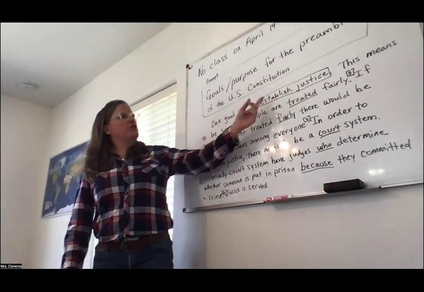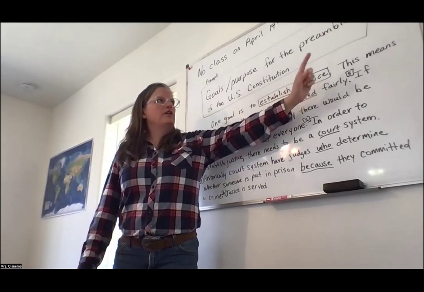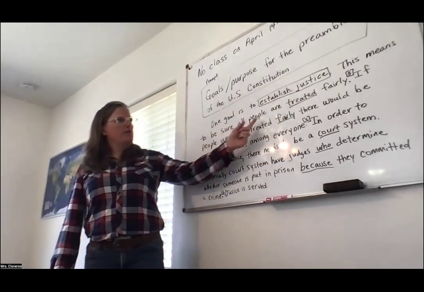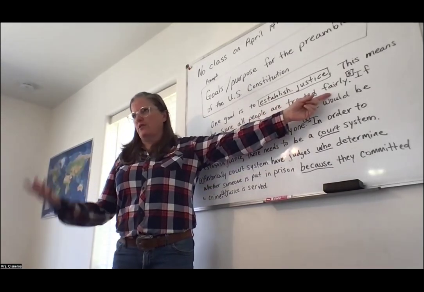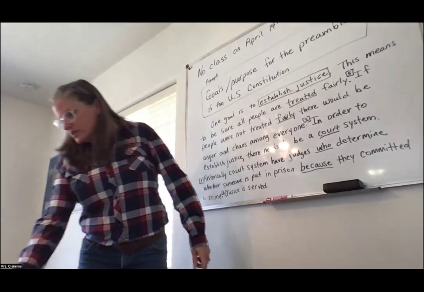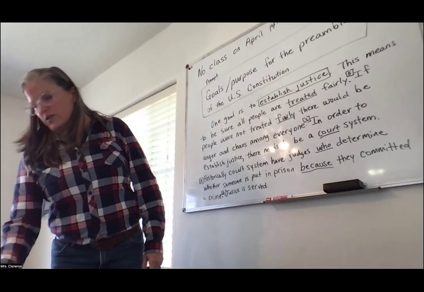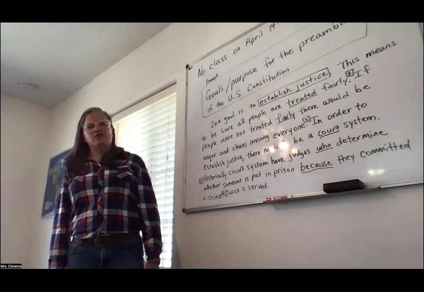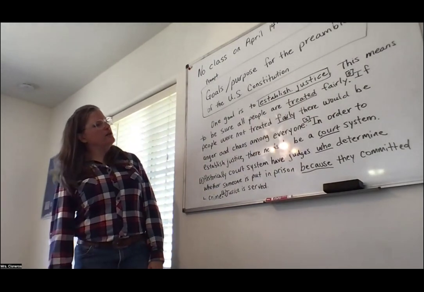So one goal is to establish justice, and then you explain, what does that mean? This means to be sure all people are treated fairly. That's what establishing justice means. That's what it says on there. Next, to establish justice. And of course, I used my handy dandy dress-ups and sentence openers for you.